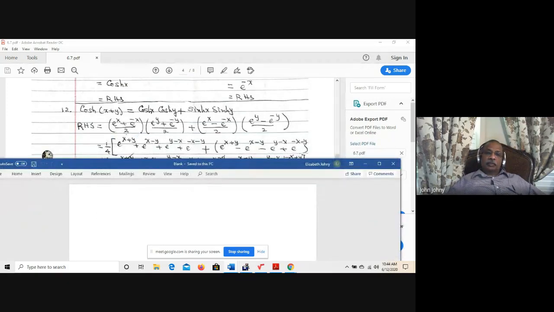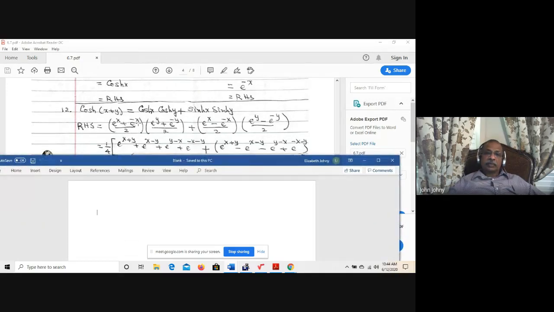1/4 is common because 2 times 2 is 4. Pull out the 1/4. Once you pull out the 1/4, you get, foil this, e to the x times e to the y is e to the x plus y. e to the x times e to the negative y, e to the x minus y. e to the negative x times e to the y is negative x plus y, which is y minus x. And similarly, e to the negative x times e to the negative y is e to the negative x minus y. And here also same terms.